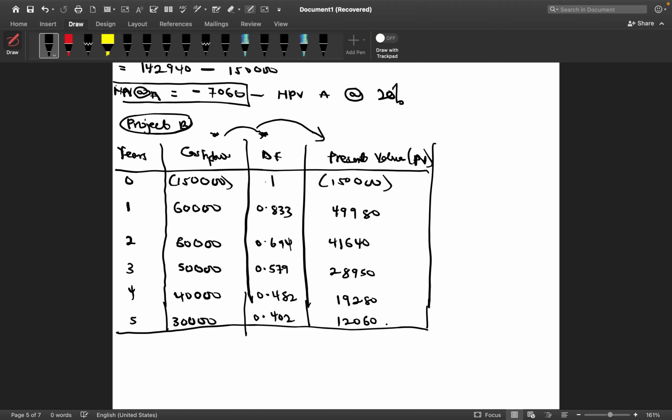Okay, so I'm done with the table. So now, NPV at B. So I have the total cash outflows minus year 0, which is the initial investment.